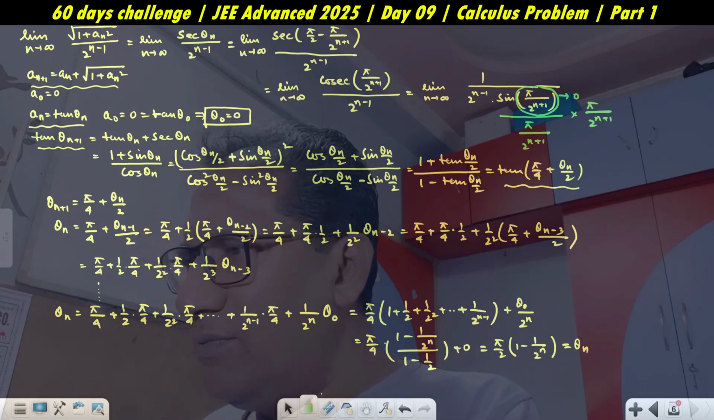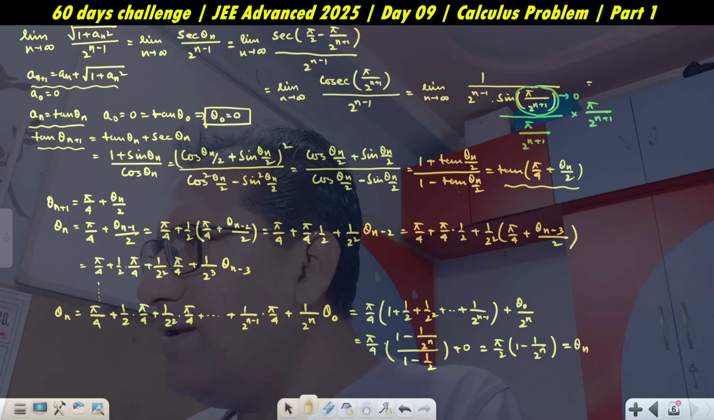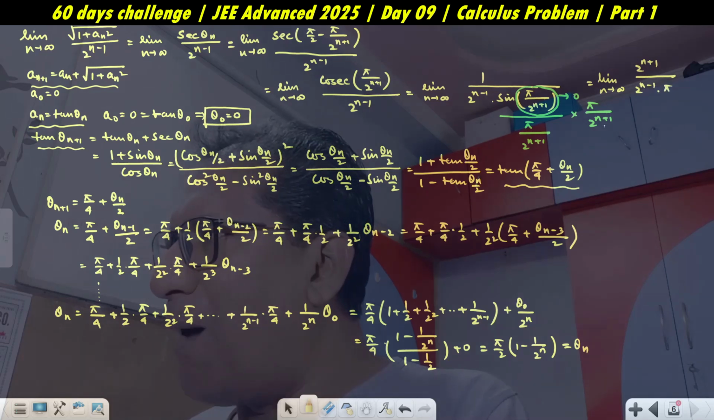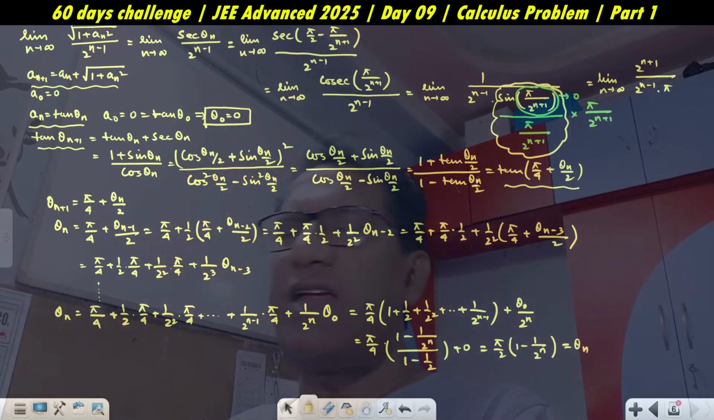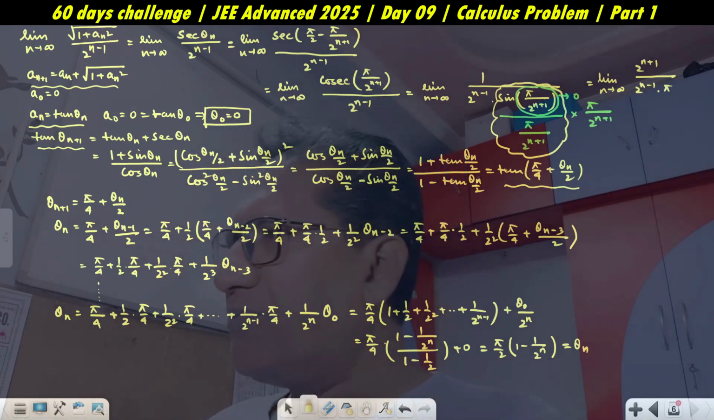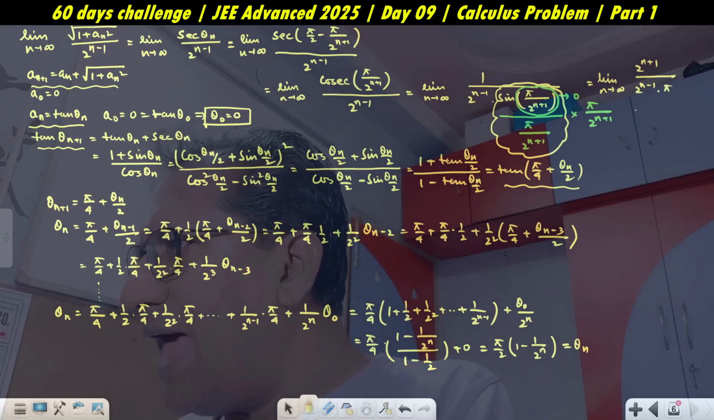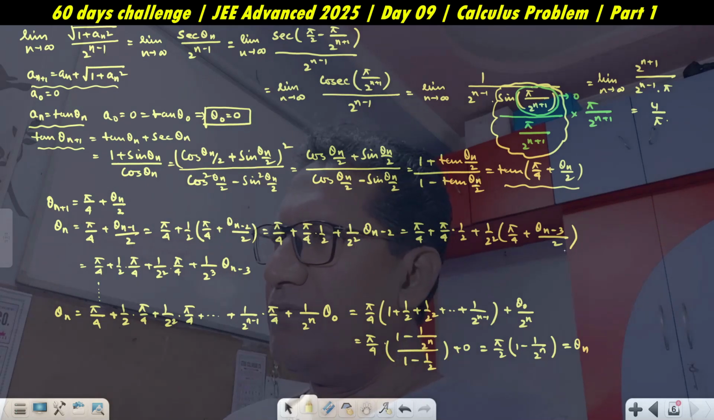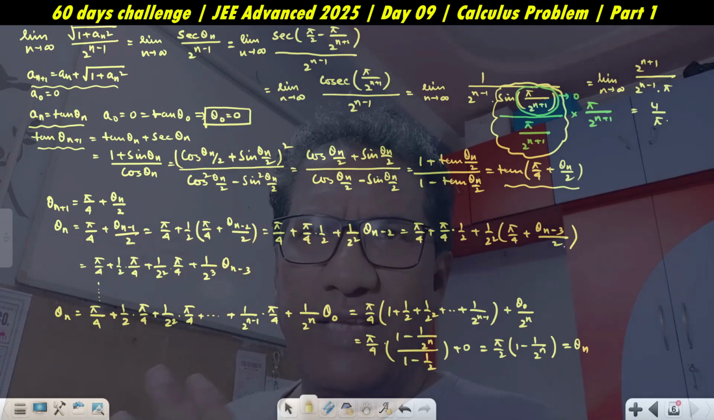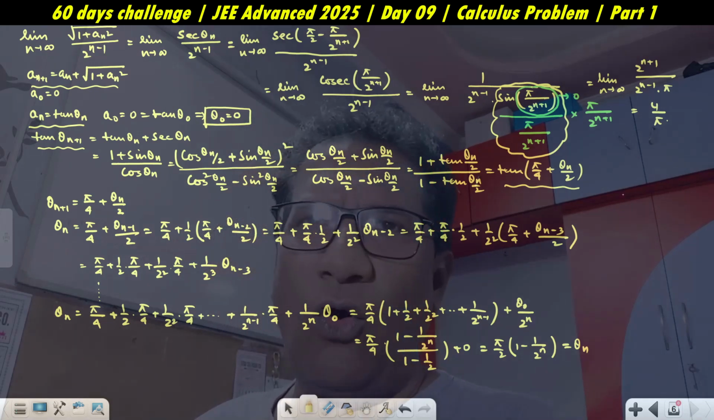This will become limit n tends to infinity 2 to the power n plus 1 divided by 2 to the power n minus 1 into pi. And this part will become 1 as n is tending towards infinity. Correct? Therefore, we are actually having this thing as 4 divided by pi. Okay? Therefore, the value of this limit is approaching towards 4 over pi.